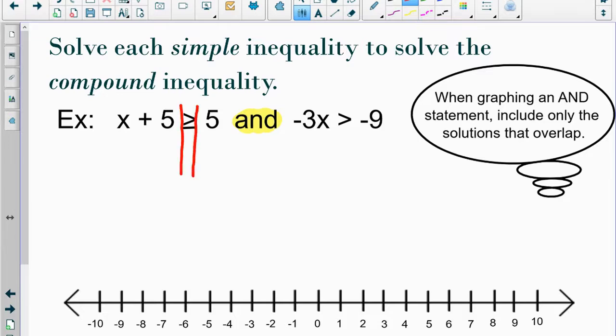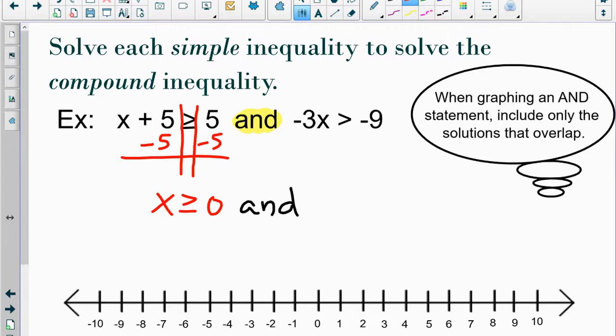So in the first inequality, I have x plus 5. So to get x by itself, I'm going to go ahead and take away 5 from each side. That's going to leave me with x is greater than or equal to 0. I want to make sure that I include the word and in my solution. And now I solve the second inequality in my compound inequality. Negative 3x is greater than negative 9.